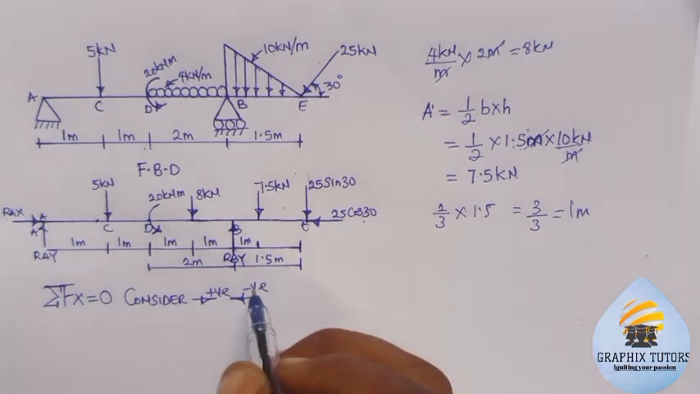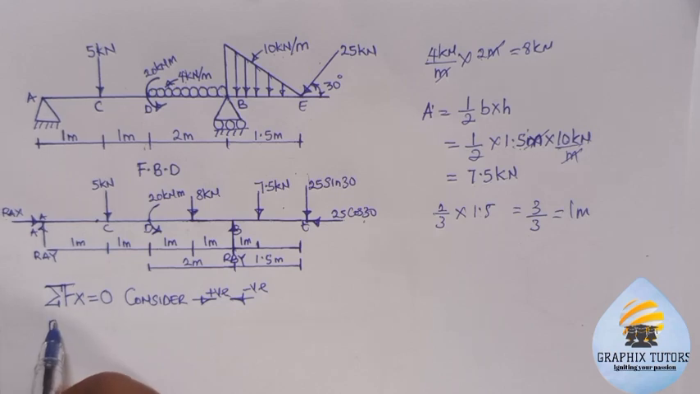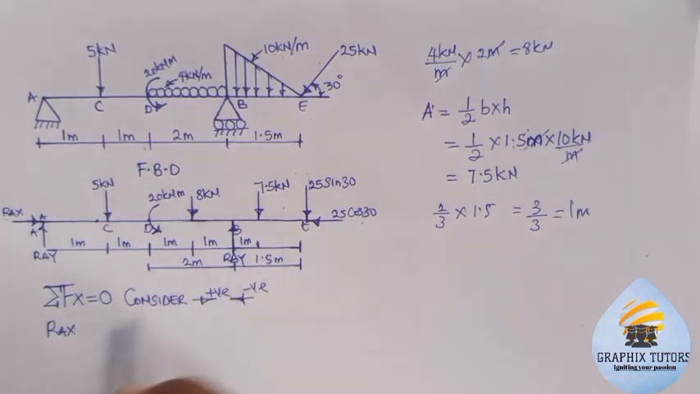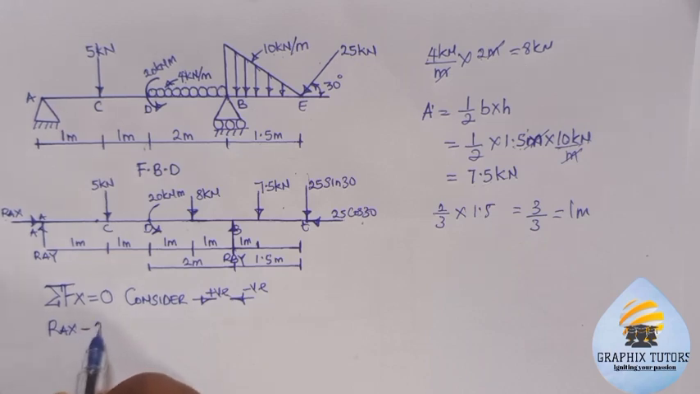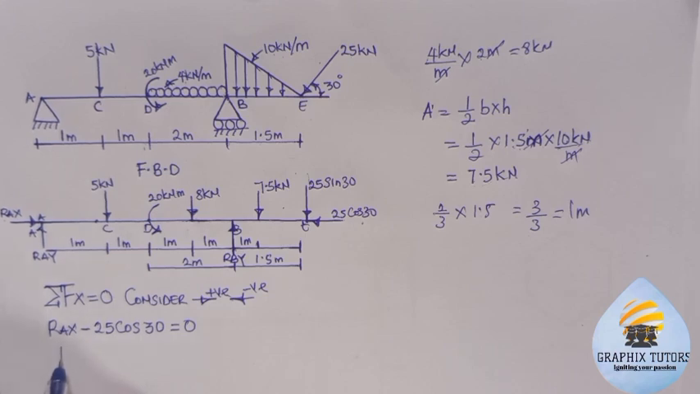So we have ROAX as a horizontal component facing forward, so that will be positive. And we have 25 cos 30 facing backward, that will be minus 25 cos 30, right? And this equals 0. So we'll now say that ROAX will be equal to 25 cos 30, right?